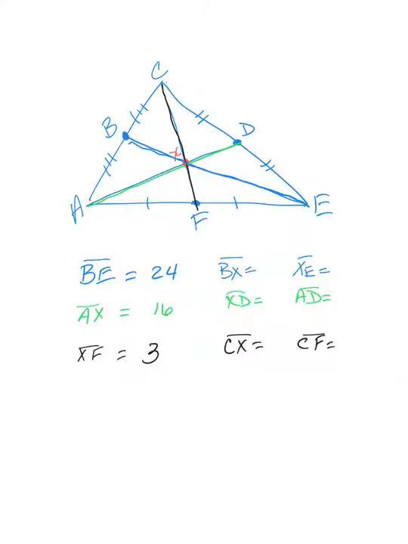I'm going to do another one with you. So BE is the whole section. You divide it by 3. 24 divided by 3 is 8. You give the short piece, which is BX, 8, and the long piece, 16. Very good.